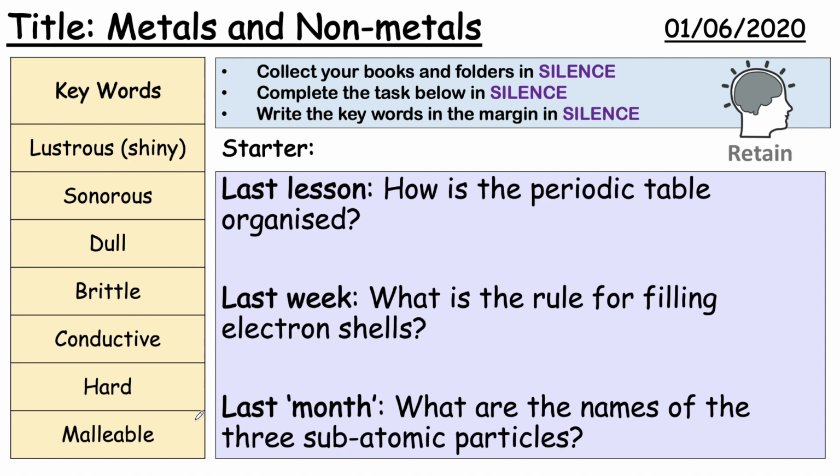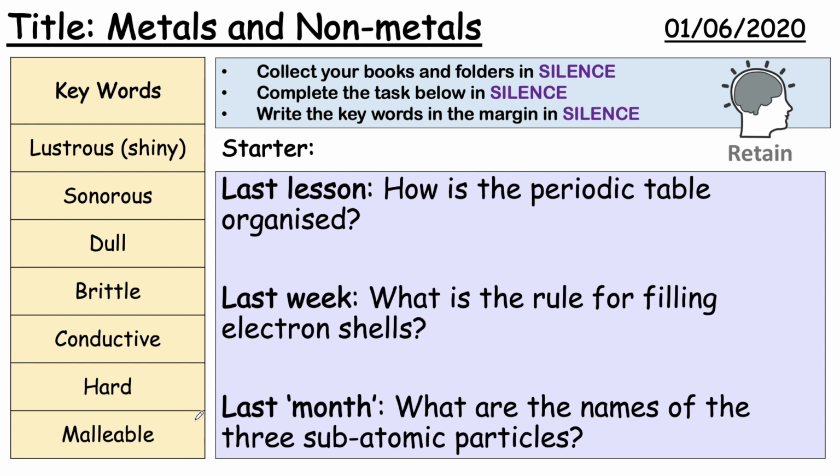Now this might be a bit of a misleading question, but it's basically organised in periods and groups based on the element's number of protons. Now the next question, what is the rule for filling electron shells? The rule is 2, 8, 8. 2 in the first shell, up to 8 in the second shell, and up to 8 in the third shell.